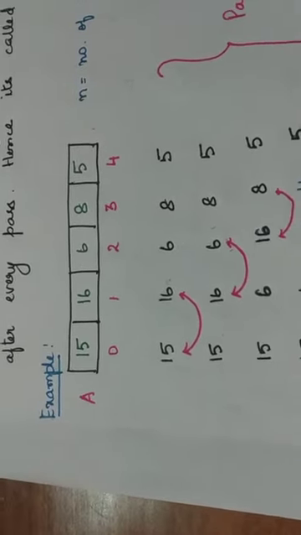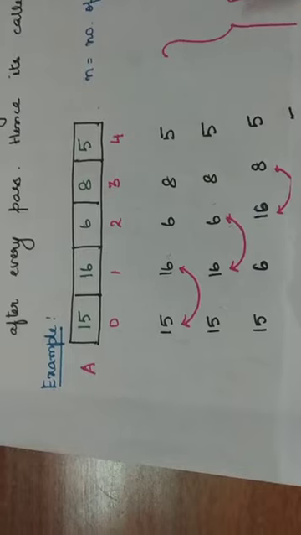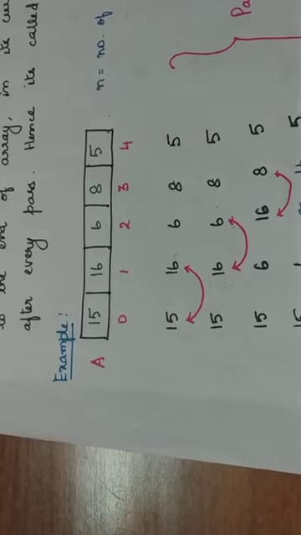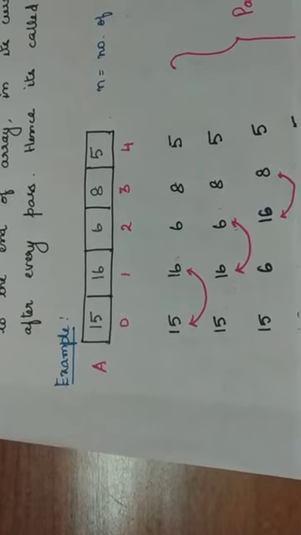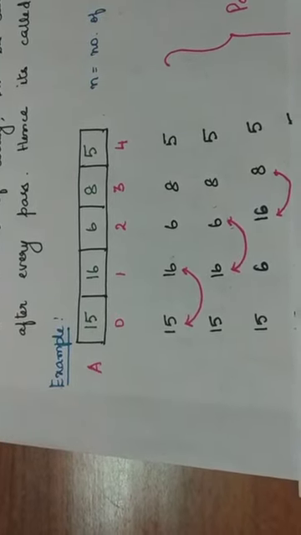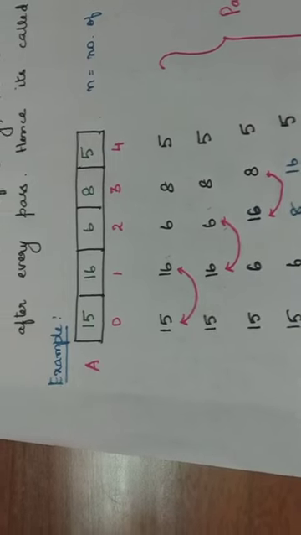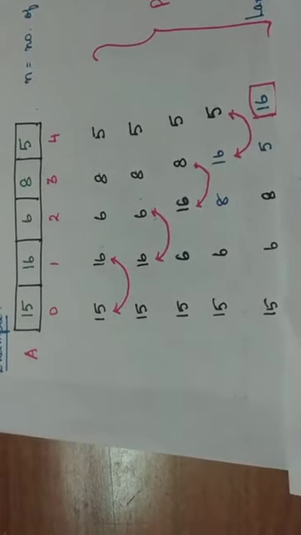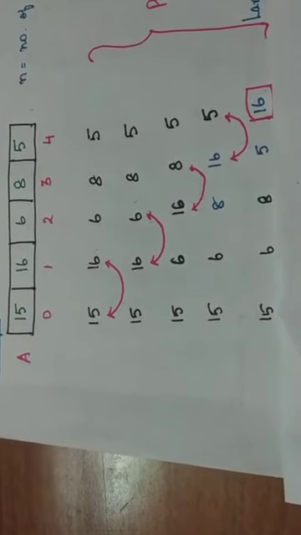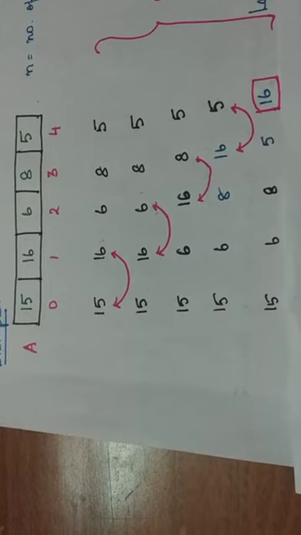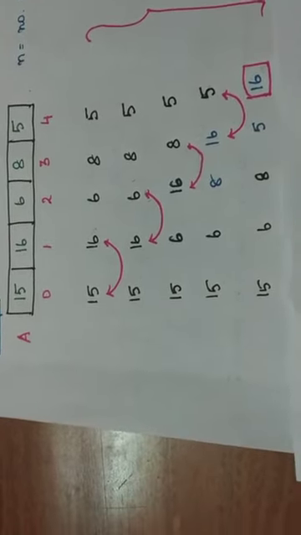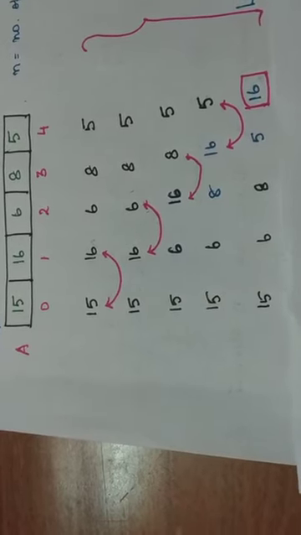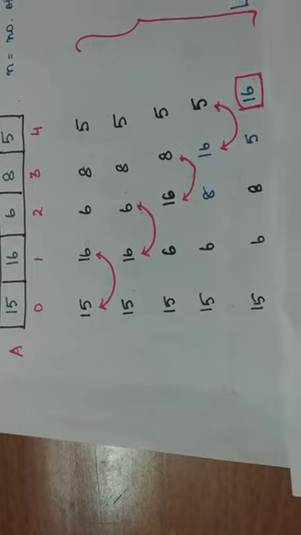Next we compare 16 with 8. When we compare 16 and 8, 8 is smaller than 16, so we swap 16 and 8. After swapping, these are the elements of the array. Next 16 and 5 are compared, and since 5 is less than 16, they are swapped. So these are the different comparisons that we have done in a single pass. In one pass, we have four comparisons being done.